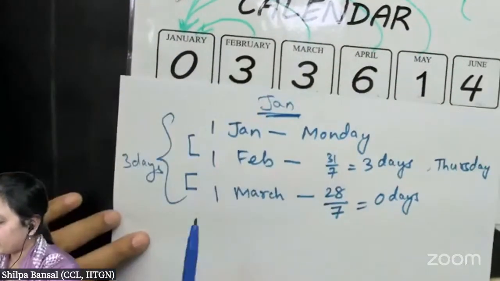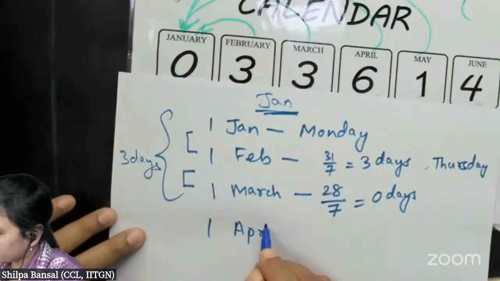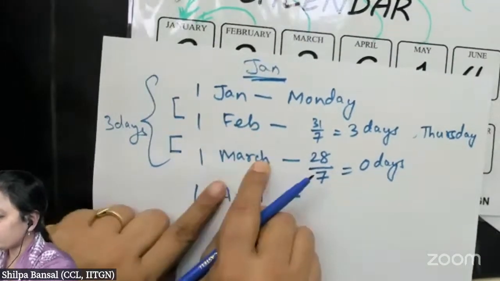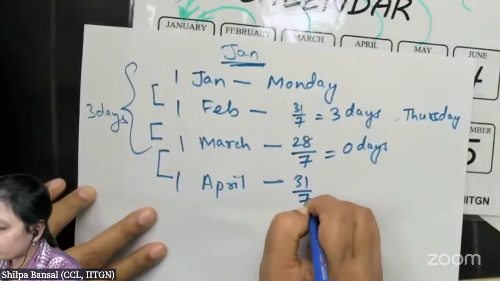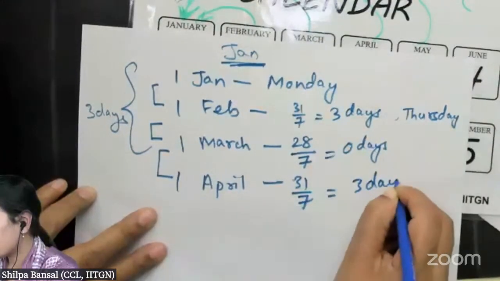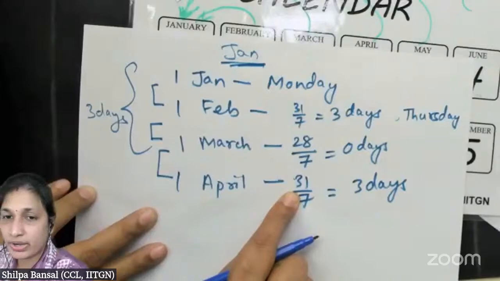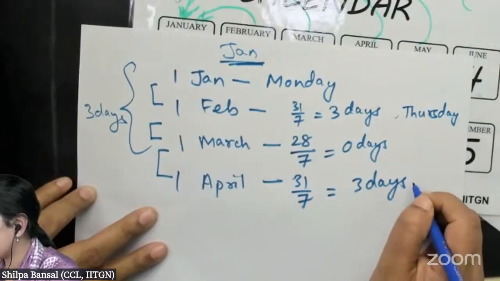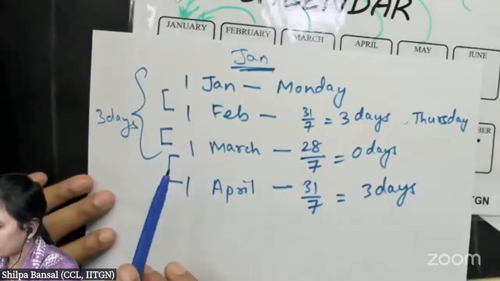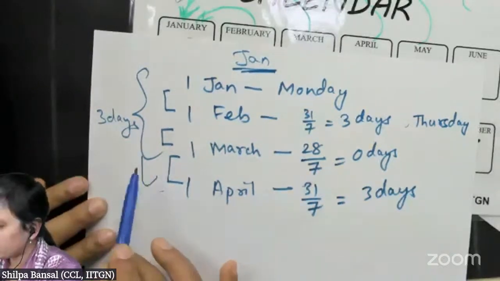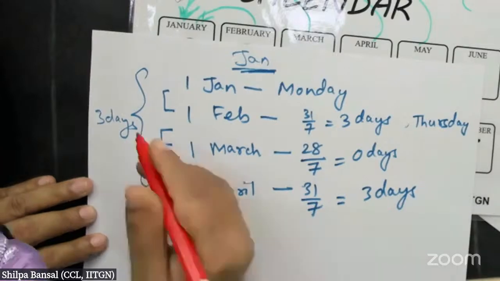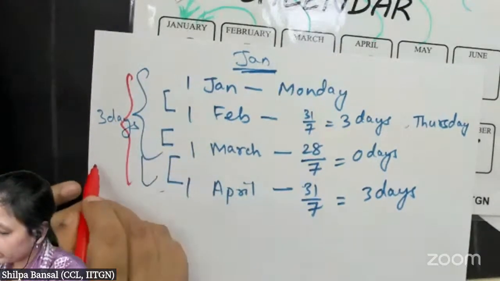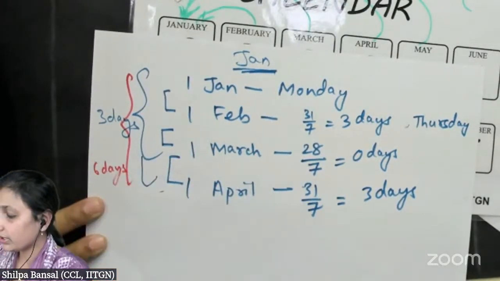Now for 1 April, in between March and April, how many days do you go ahead? 3 days, because March has 31 days. So in total, how many days are you moving from January? 6 days. I will take another color. So in total, here it is 6 days.